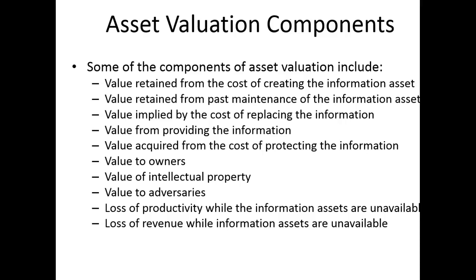And then loss of productivity while information assets are unavailable, such as a power failure. When that power failure occurs, maybe you have a UPS system, or uninterruptible power supply equipment, that can prevent the loss. But basically the users cannot create additional information. And then loss of revenue while information assets are unavailable.